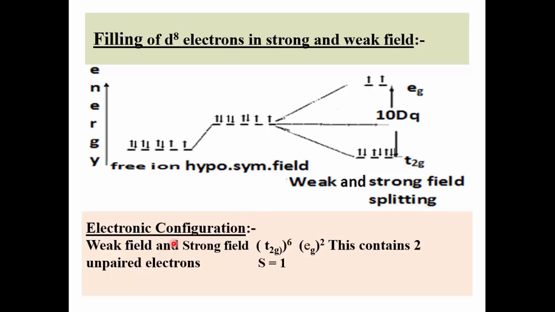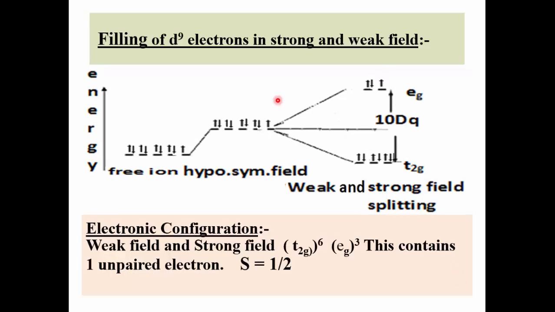So in both weak field and strong field, the electronic configuration is t2g6 eg2, which contains 2 unpaired electrons and the value of spin is 1. Okay, so for d8 electrons, the filling of electrons is the same in both weak field as well as in strong field. Now see, for d9 electrons, again here also the filling of electrons in strong field and weak field is the same. How is it? Let us see.